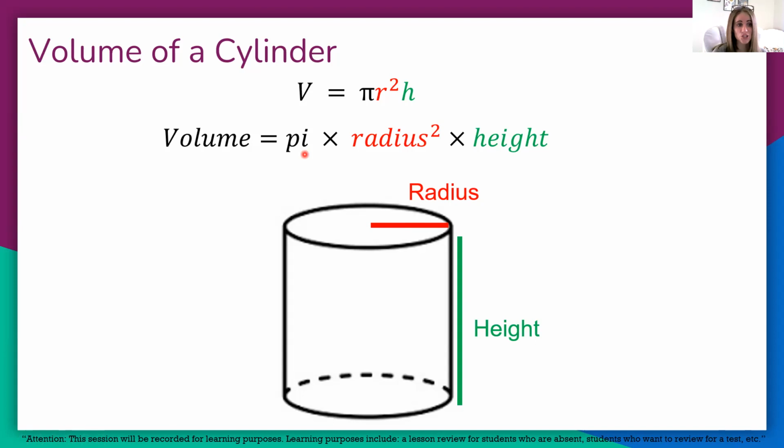Okay, now it is your turn to go ahead and work on a matching activity in Nearpod to review circles and all the important vocab with it.